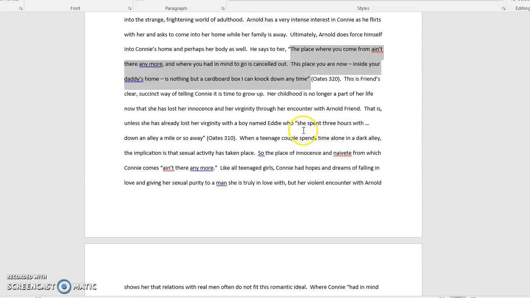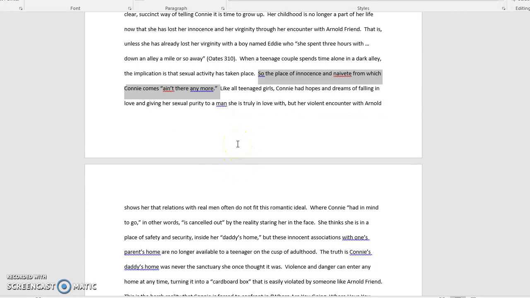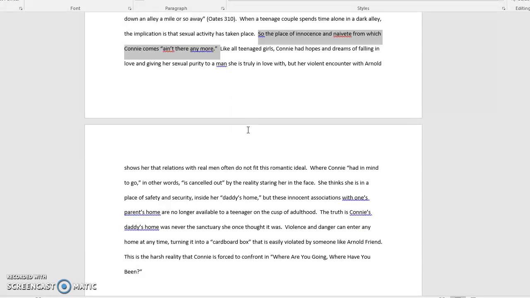Her childhood is no longer a part of her life now that she has lost her innocence and her virginity. That is, unless I think she may have already lost her virginity when she went down that alley. But anyway, so the place of innocence and naivete from which Connie comes ain't there anymore. That's what he says. The place you come from ain't there anymore. That's her innocence. That's her virginity. That's her childhood. Like all teenage girls, she had hopes and dreams of falling in love, giving her sexual purity to the man she is truly in love with, but her violent encounter with Arnold shows that relationships with real men do not often fit this romantic ideal.